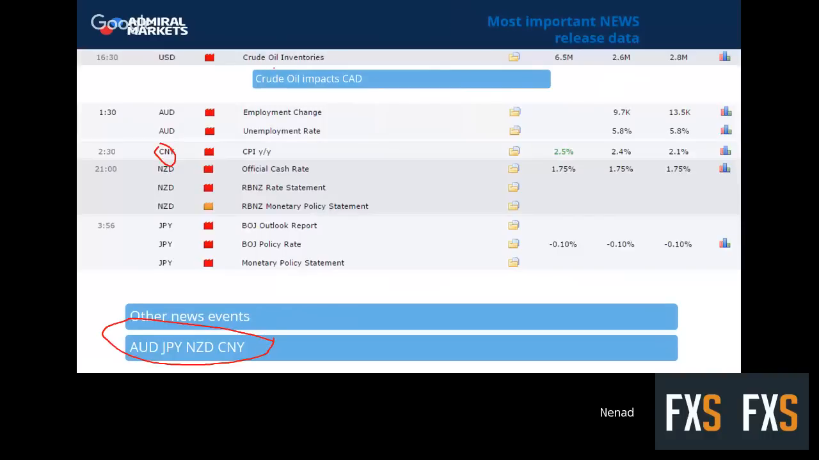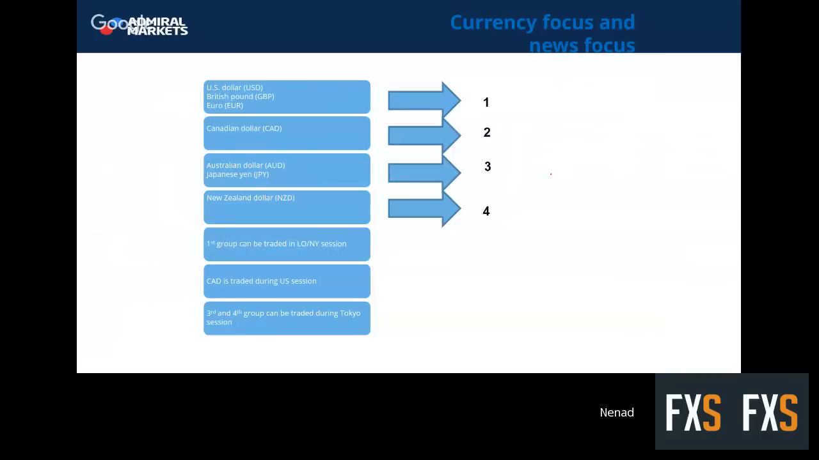Also, crude oil inventories, although a lot of calendars say that it's mainly dollar data, I tend to disagree, because in my opinion, crude oil impacts CAD currency pairs the most. So always watch CAD when crude oil inventories are due to come. Always watch CAD, okay? Very important, because CAD is connected to crude oil.